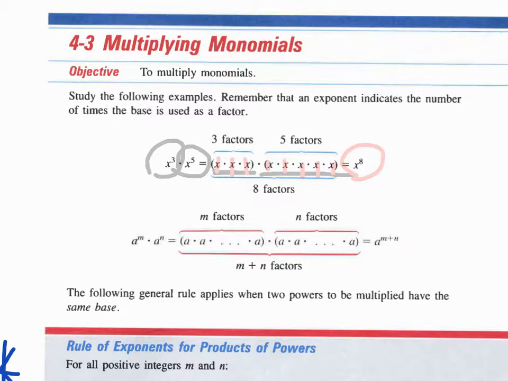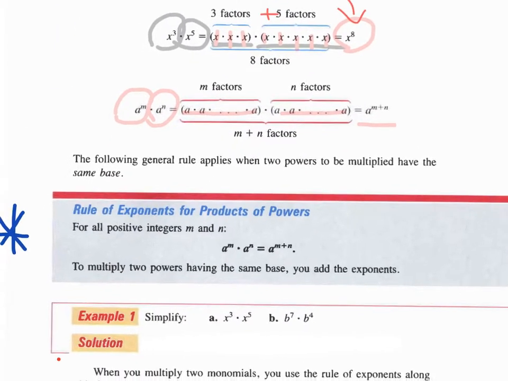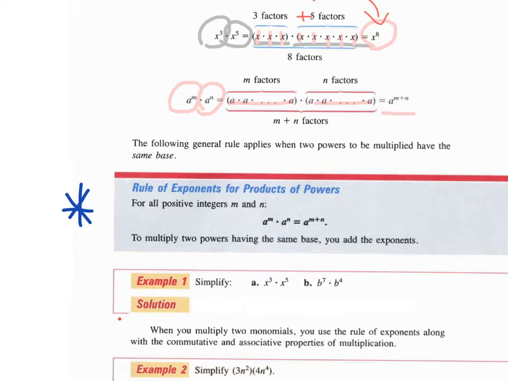So notice here, a to the m times a to the n. That would mean that there's m factors here, n factors here. To get your answer, you take m plus n. So here they took on the previous example where we had a 3 and a 5, 3 plus 5, and that's how they get the power of 8. So in this little blue box here, this is your rule for exponents for product of powers. So you take the exponents and you add them.